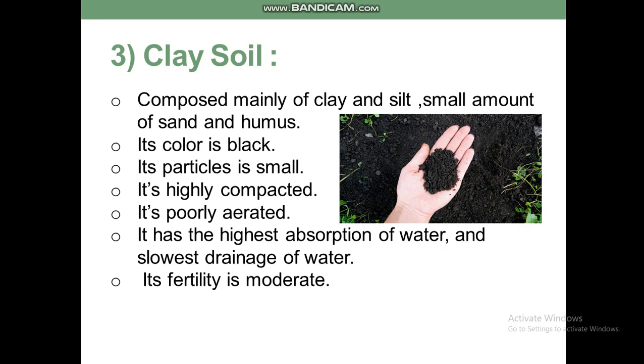So if we need to compare between the three types, we will say that the particles are different. The particles in sand soil are large, particles in silt soil are moderate, particles in clay soil are small. The fertility of the clay soil is moderate. In the sand soil it is very low, and the fertility of silt soil is very high.